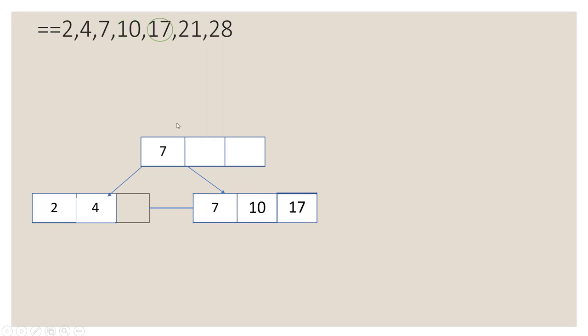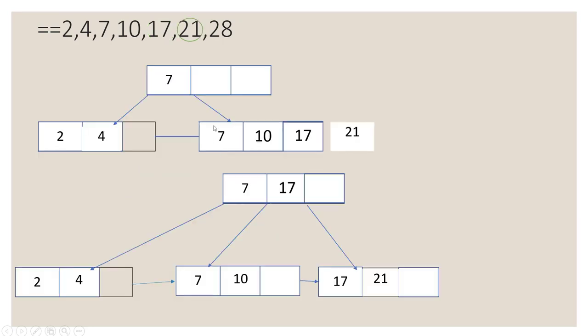Okay, next value is 21. 21 is greater than 7. We go here. There's no space for 21. So between 7, 10, 17, and 21, middle right is 17. So 17 gets promoted up here. There is space for 17, so we're going to do 7, 17. And based on that, we're going to rearrange everything. So less than 7, between 7 and 17, or 17 or greater go here.